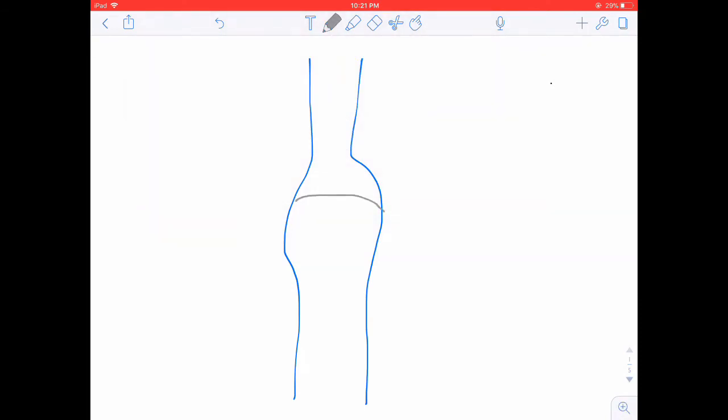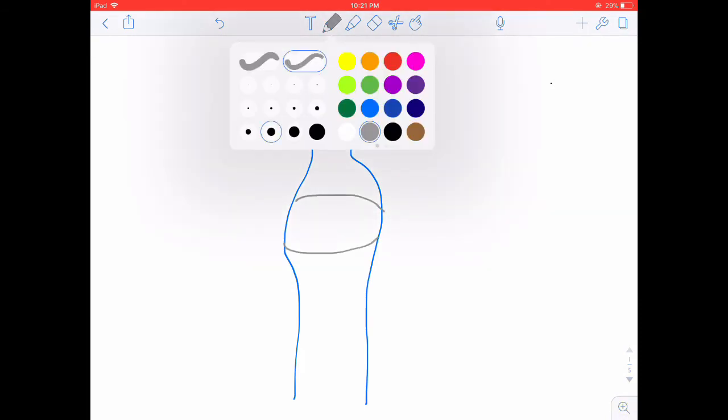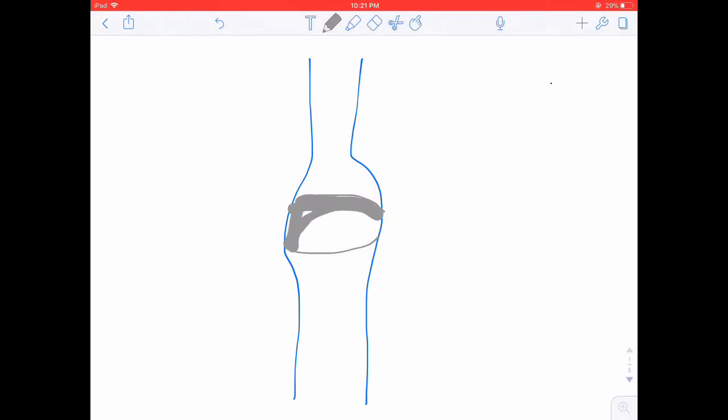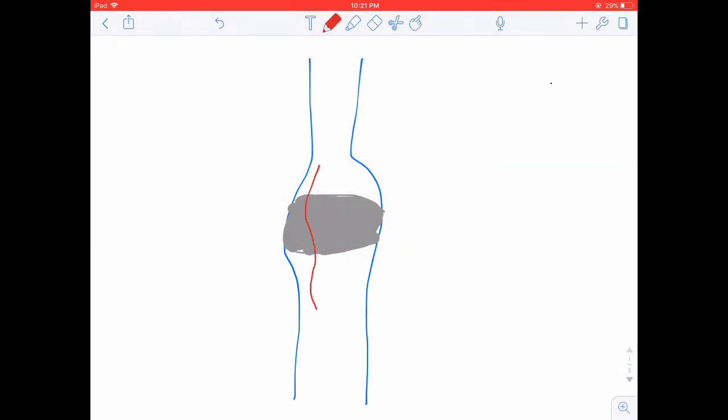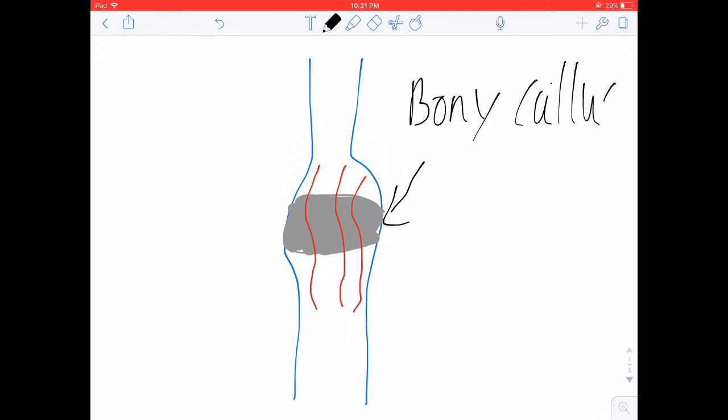The third stage of bone repair is bony callus. It is where the cartilage will be replaced by bone and the blood vessels will start to reconnect again. This process takes several weeks to occur.